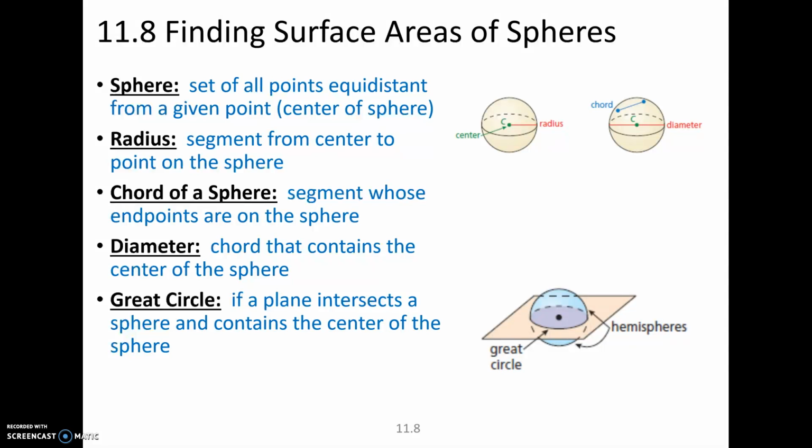The radius goes from the center to the outside. A chord would go from the outside to another point on the outside of the sphere. Notice where that is. And your diameter goes all the way across, and a great circle would happen if a plane intersects a sphere and contains the center of the sphere. That's not something that we're going to focus too much on today, though.